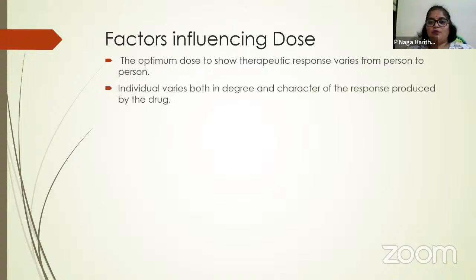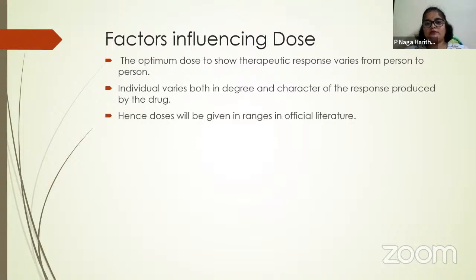An individual varies both in degree as well as the character of the response produced by the drug. That is what I said just now. Why is the dose of the drug not showing an equal or similar therapeutic response in both you and me? Because a person is different. Their metabolic makeup is different. Their tolerance is different. When you see the factors, you will really wonder, oh my God, there are so many factors which are going to influence the dose. Hence, the doses will be given in ranges in official literature.